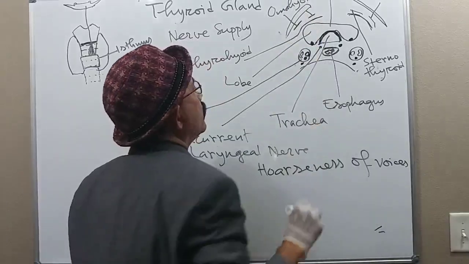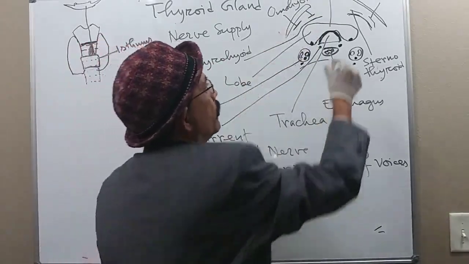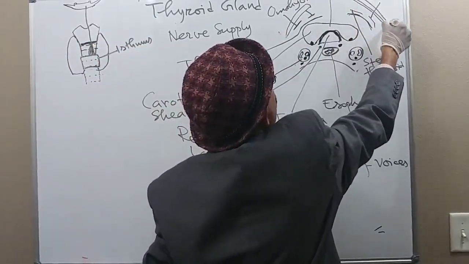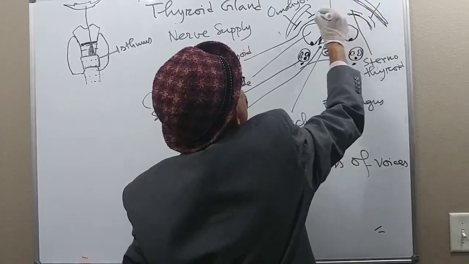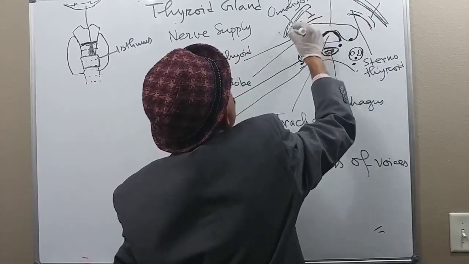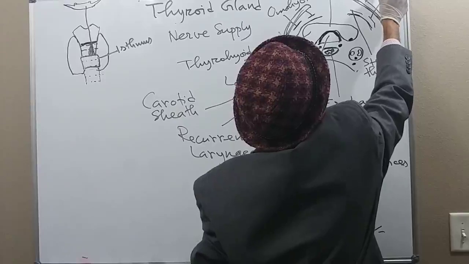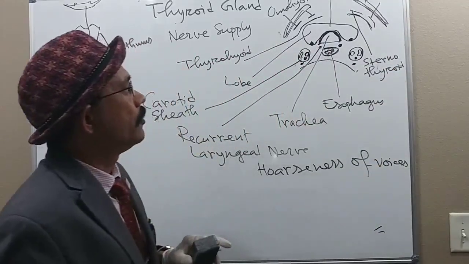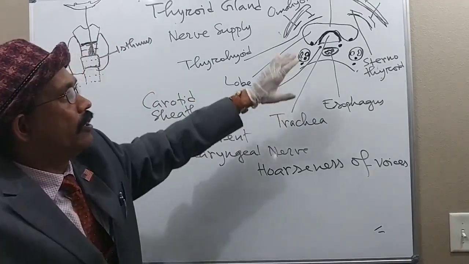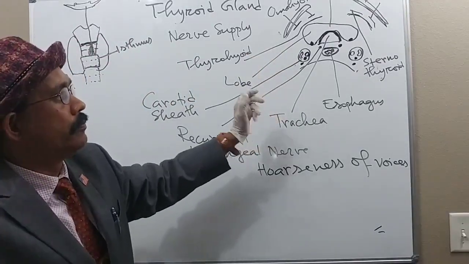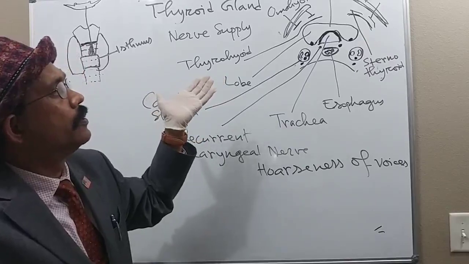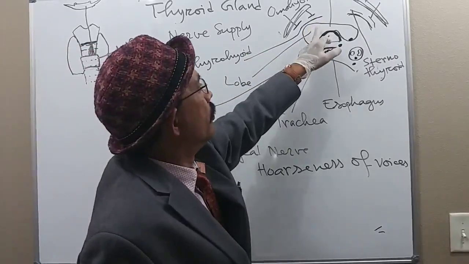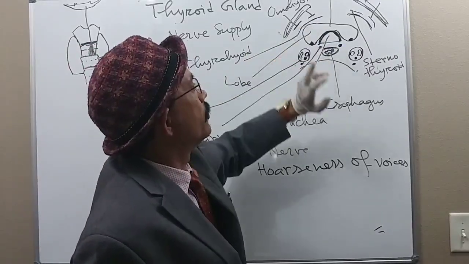How about this big muscle? Let's make it a little bigger here. What is this big muscle? This is the SCM, or sternocleidomastoid muscle. Okay. So these are in relationship to the thyroid gland. Laterally, these muscles.